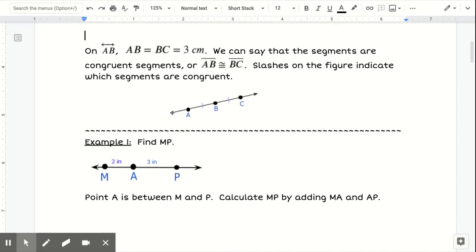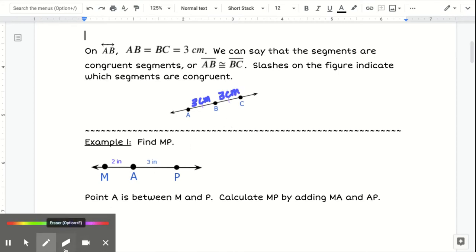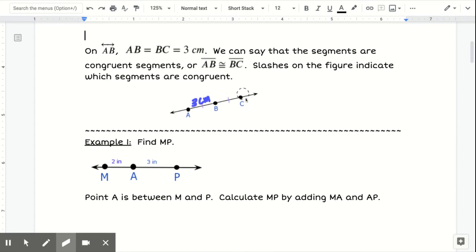So on this one, I see I've got line AC, that includes line segment AC, and line segment AB, and line segment BC. And so the description said that line segment AB and line segment BC were congruent. So we've got a slash on those to show that they are congruent. They also told us that each of those was 3 centimeters. So I could say 3 centimeters for each of those as well. Truthfully though, I wouldn't need to label both of them. I could just label one of them, and then the slash marks would indicate that they are in fact still congruent.